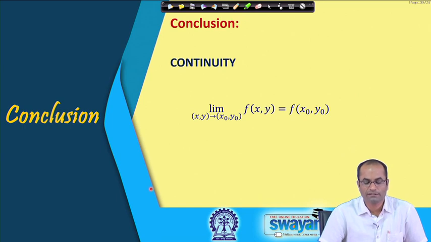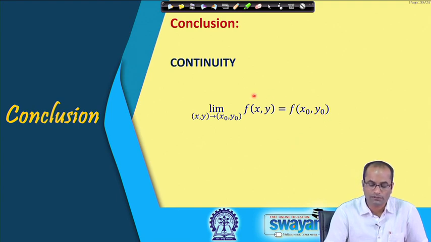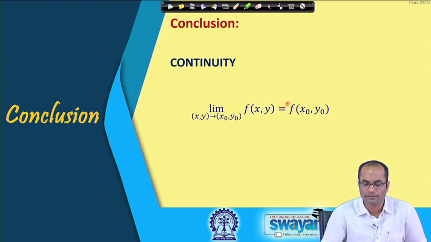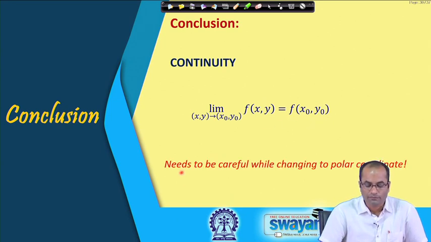We have discussed the continuity: if f(x, y), the limiting value, is equal to the function value at that point, then we call the function continuous, and naturally the function must be defined at this point, then only we can talk about continuity. And what we have also observed is that we need to be very careful while changing to polar coordinates, because that may mislead to a wrong limit in many cases.